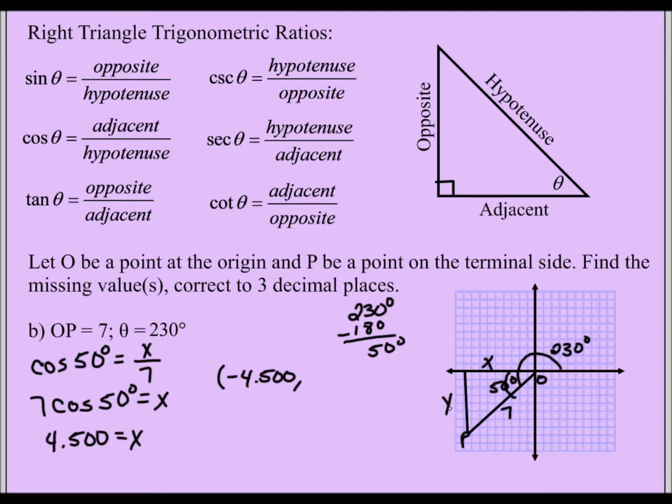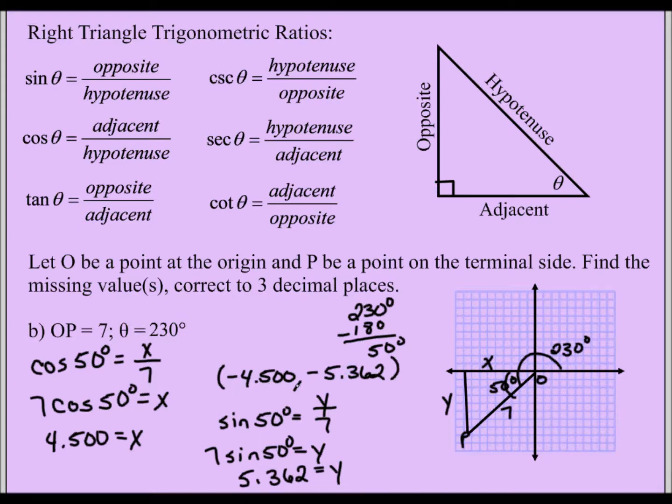Now to find my y-coordinate. The y-coordinate is opposite of 50 degrees. So that means I'm going to use sine theta. So sine of 50 degrees equals y over 7. Going to multiply both sides by 7 to get y by itself. And then I will use my calculator and I get 5.362 equals y. Again, in this case, y is in the third quadrant and therefore y is negative. So the actual answer is negative 5.362. So my coordinates are negative 4.5 and negative 5.362. And this is how we use right triangle trigonometric ratios to find the missing values.